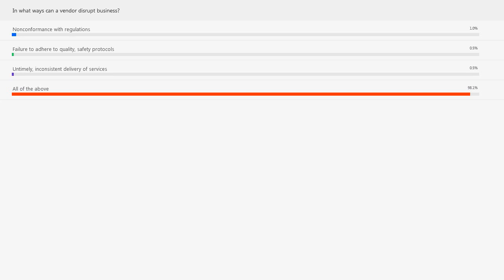So while not all organizations are going to face life or death decisions with their vendors, it's important to not underestimate how much a vendor can impact your business, its reputation, and ultimately your customers, your patients, and those end people.